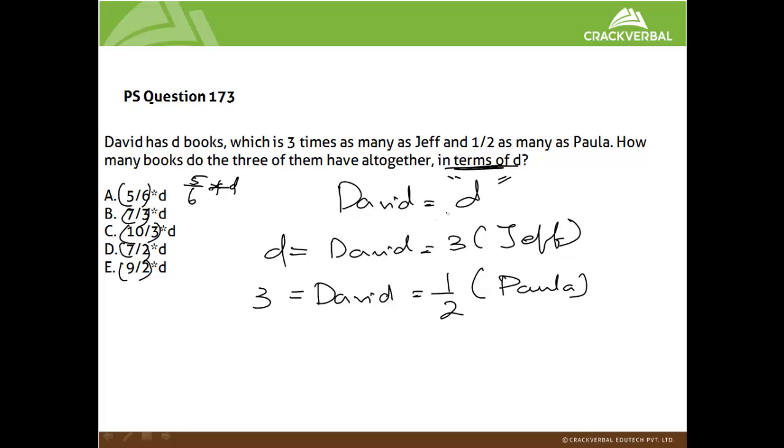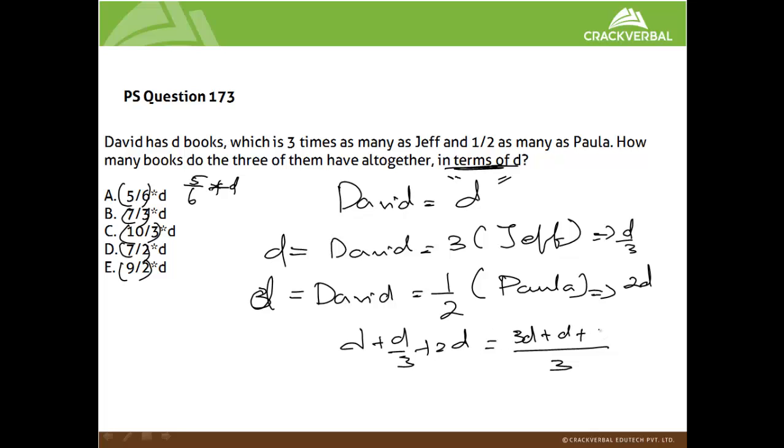So the total number of books: Jeff would have D by 3 books, and Paula will have 2 times what David has. If David has D books, Paula will have 2D, because David has half as many as Paula. So the total number of books would be D plus D by 3 plus 2D. If we take the LCM, which is 3, that gives 3D plus D plus 6D, which is 10D. So 10D by 3 should be the answer, which is answer choice C.